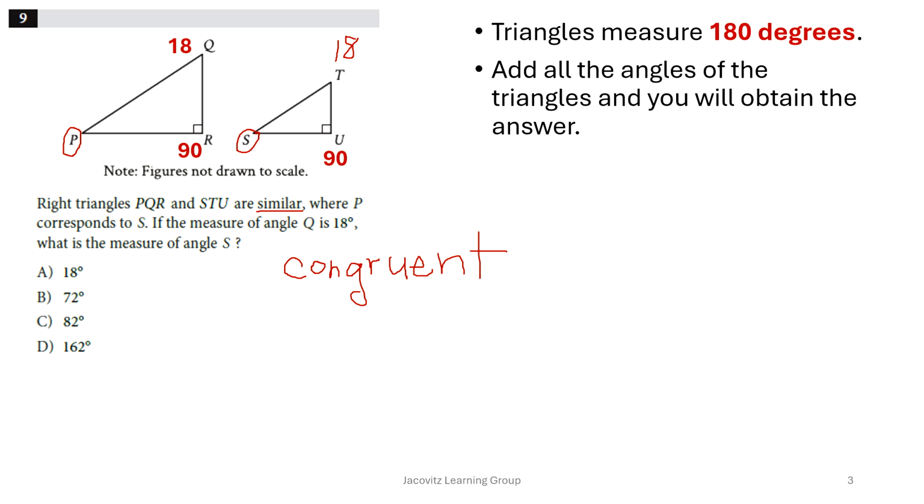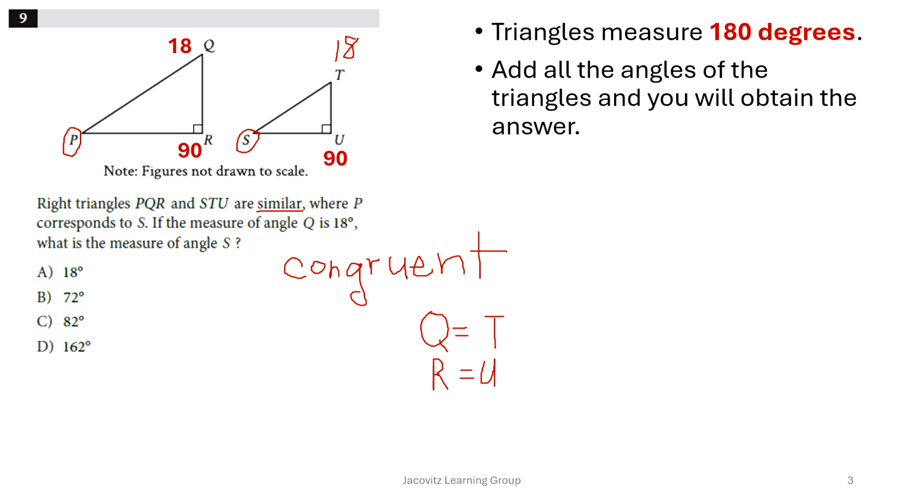If the measure of angle Q is 18, what is the measure of angle S? Well, they're not asking you T, they're asking you S. Q is equal to T. Guys, remember this? Q, R is congruent or equals U. Do you guys remember this? See what I'm saying? You have to look at what is actually given to you, because if you don't, you tend to get it wrong.